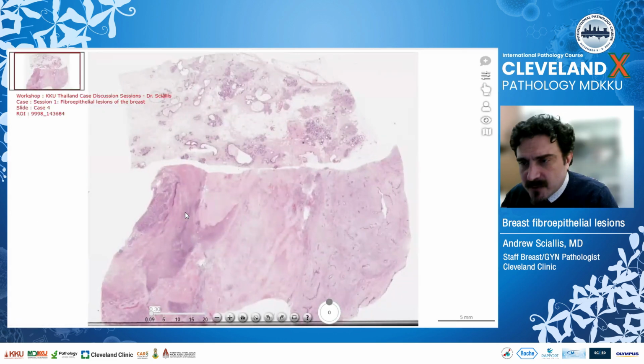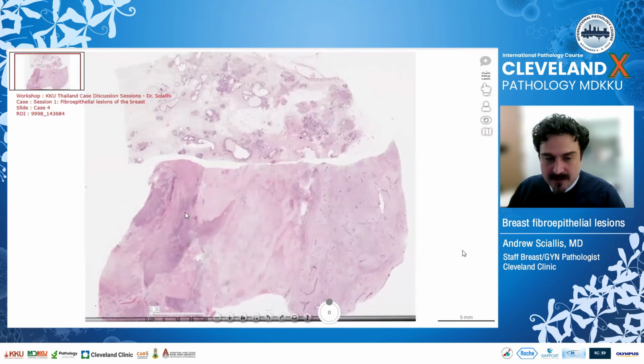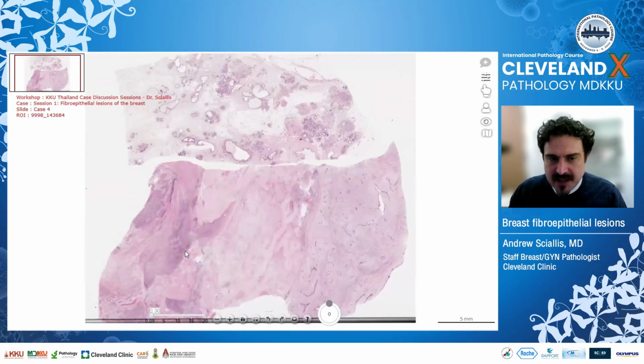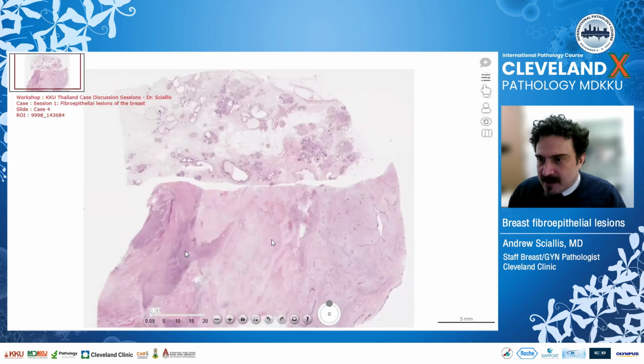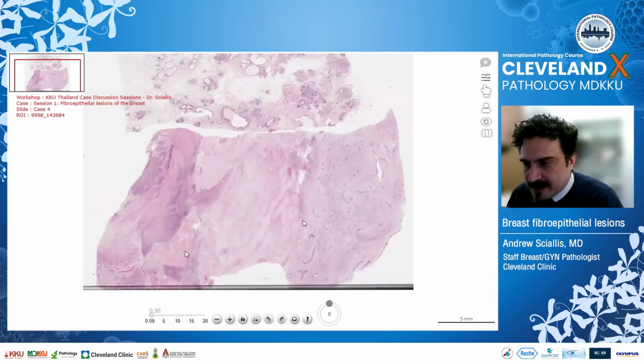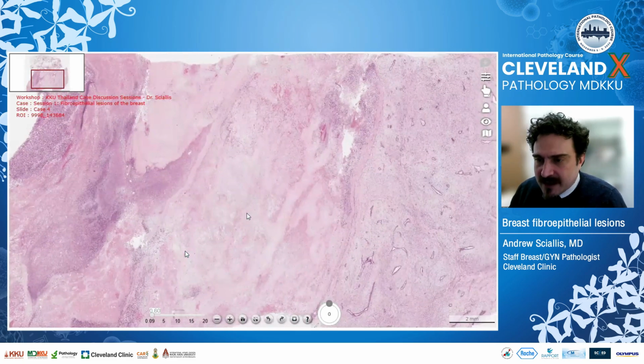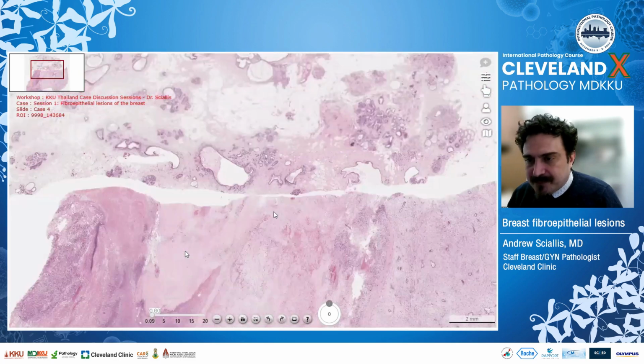And here we go. So I think this is the case that I'm looking for. Okay. It is pretty crazy to see how much these things can vary just at low power. We have breast tissue in the background, then something that looks fibroepithelial, and then something over here that looks awful. That has necrosis. It's very cellular and very scary looking.